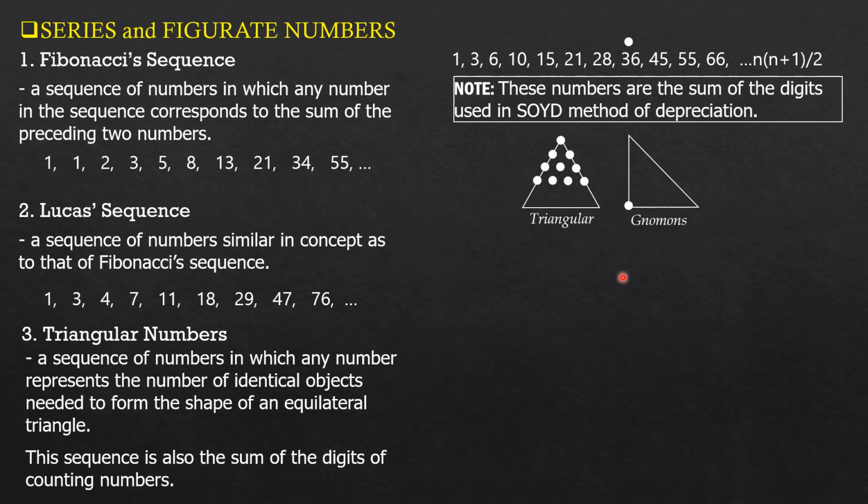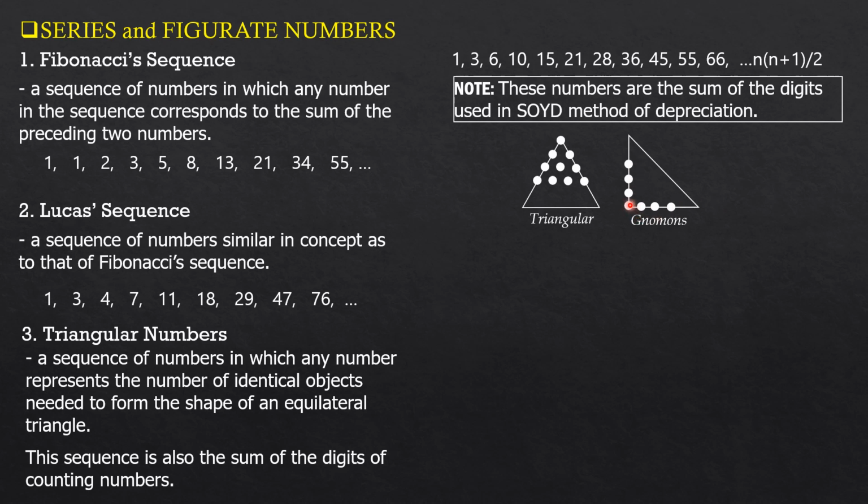Gnomons, on the other hand, are actually odd numbers. But this is a figurate number which determines the number of objects when arranged in different directions but of equal number.